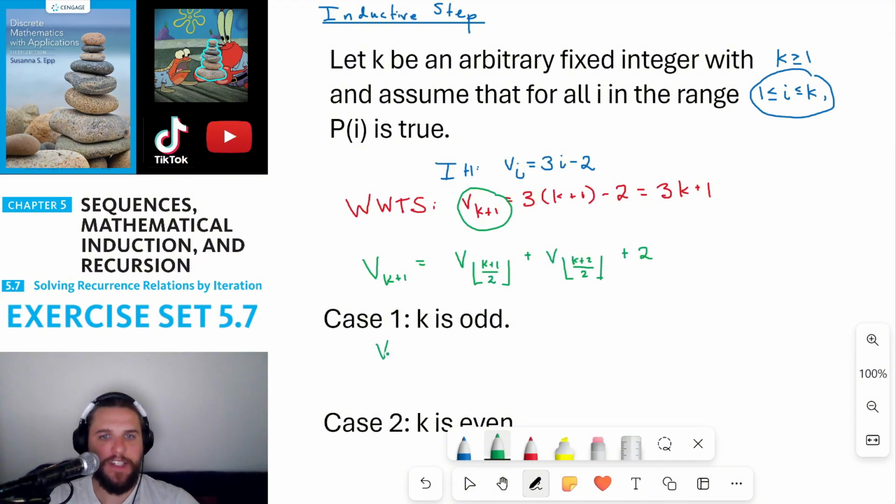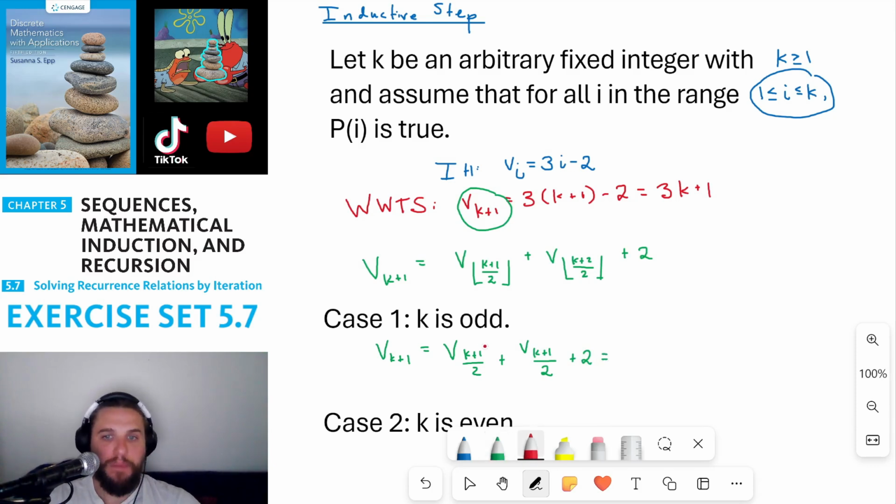So we could say that v sub k plus 1 equals v sub (k plus 1) over 2, and we don't need to round down here. But since k is odd, then k plus 2 is also going to be odd. And if you divide that by 2, you're going to have to round down. And this is going to round down specifically to (k plus 1) over 2, and then plus 2.